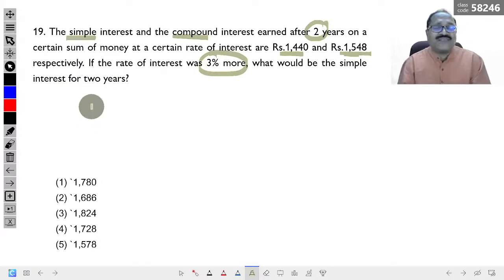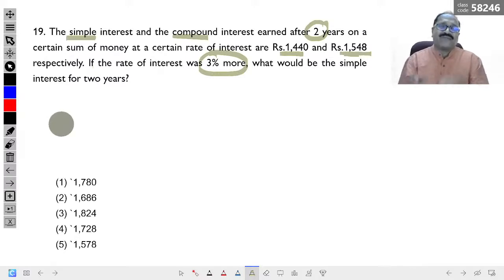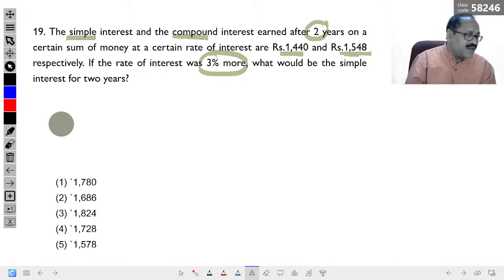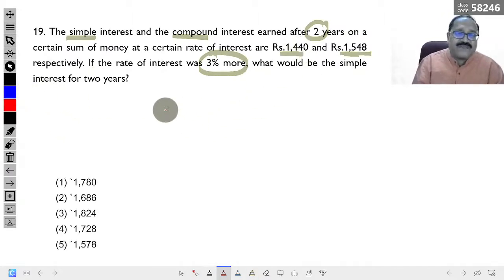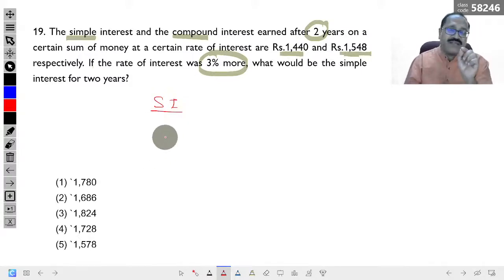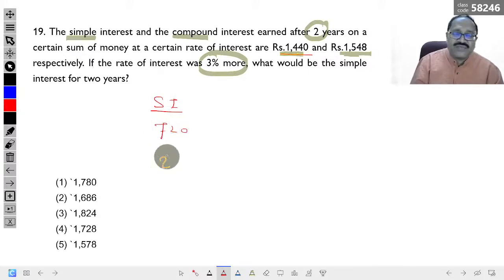The rate of interest is not known in the question. The very first thing you need to do is find out the rate of interest. Come on my friends, you can do that. I know that Preetham will be able to do it. I know that Akansha will be able to do it. But here you need to understand that simple interest for every year is the same. So for 2 years, if it is 1440, for 1 year it is 720. Second year is also 720.